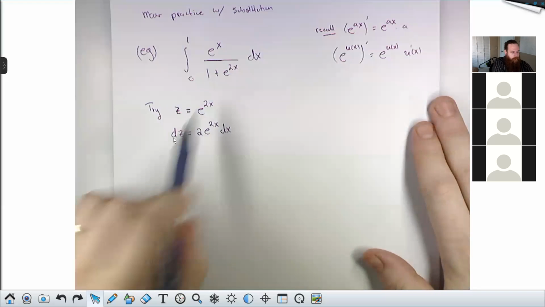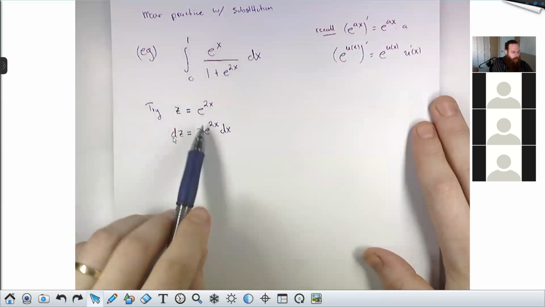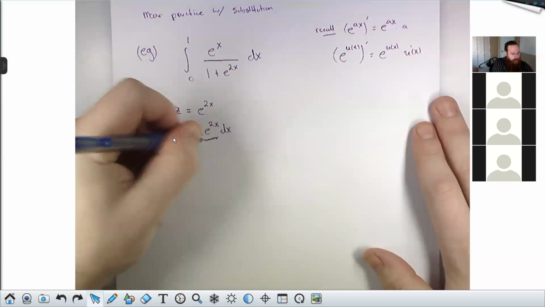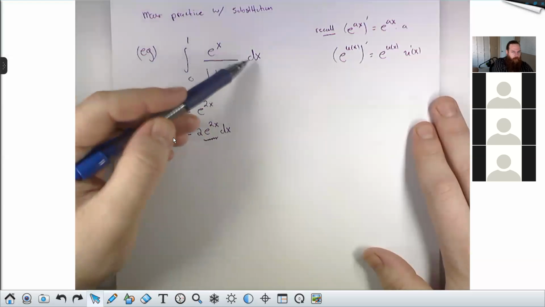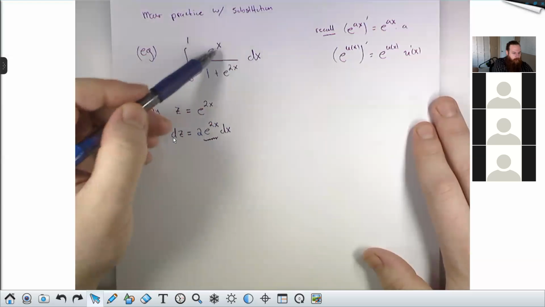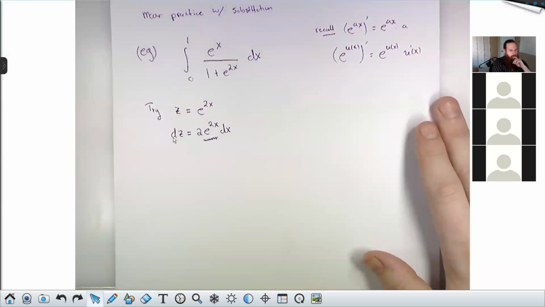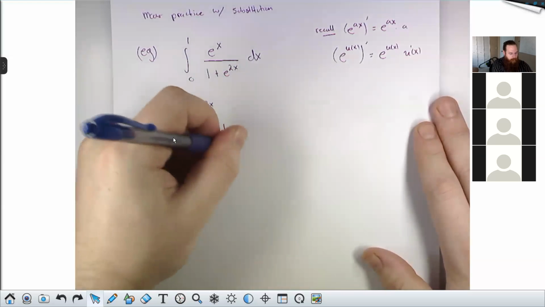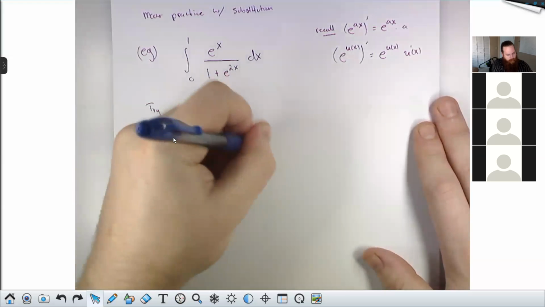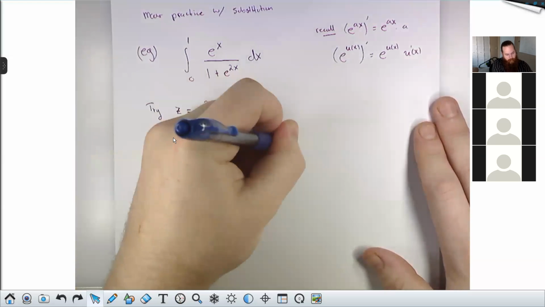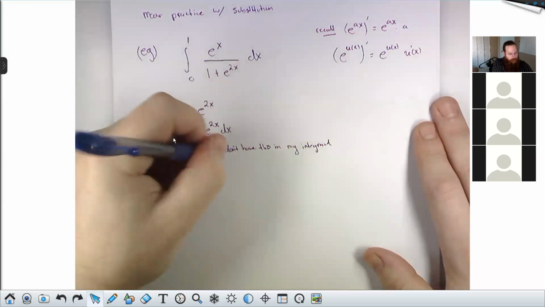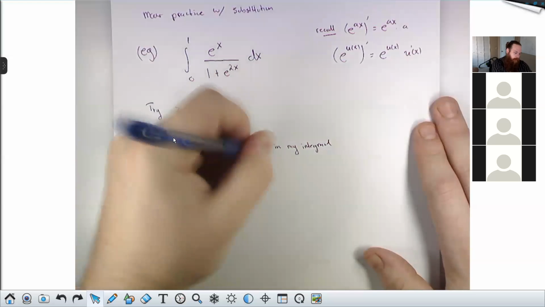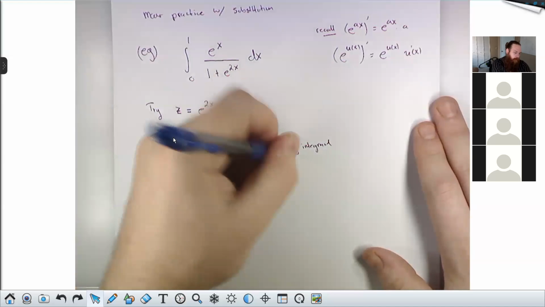If I wanted to try and make this substitution go through, I would need an e to the 2x that I could group with my dx. But I don't have that. I have an e to the x that I could group with my dx, but I don't have an e to the 2x here. So I don't have this in my integrand in a way that's free to group with the dx.